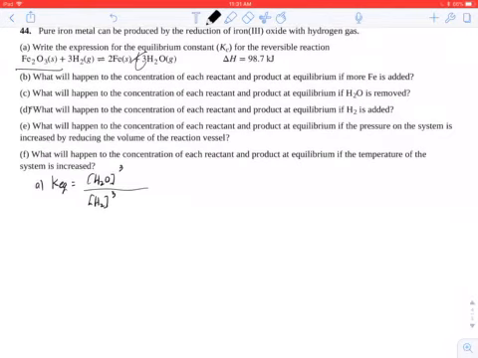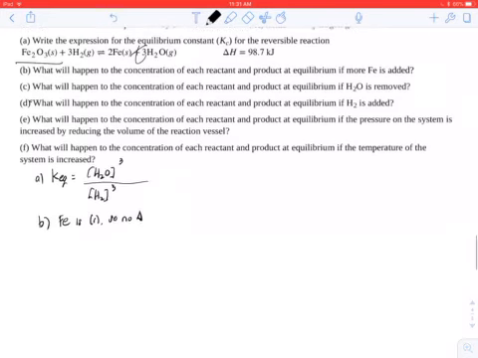Question B says, what will happen to things if we add more iron? Iron's a solid, so no change. The concentrations of everything will be exactly the same.